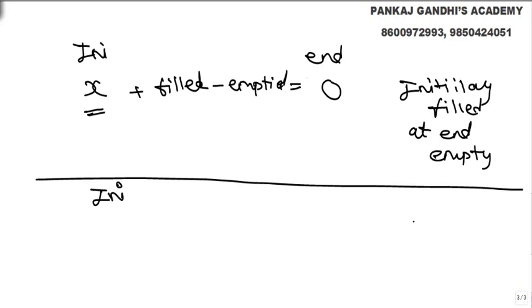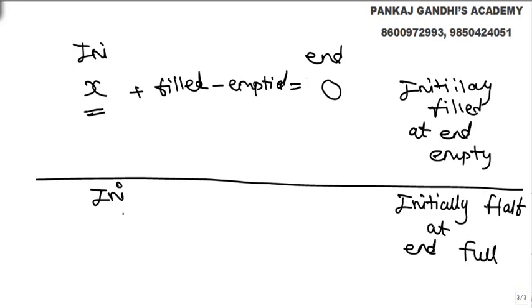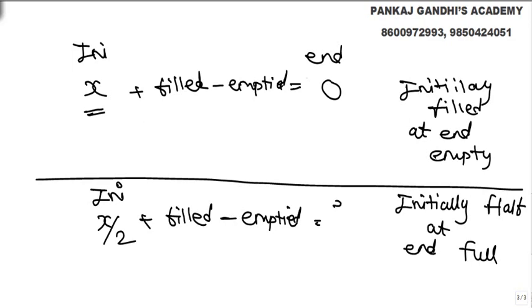If it was given initially it was half filled, initially half, at end full, we would have done initially x by 2 plus what all is filled minus what all is emptied, equal to at the end it's full.